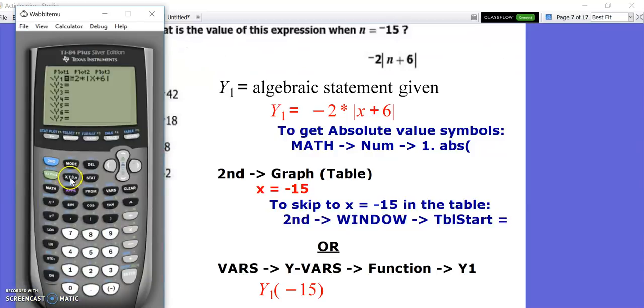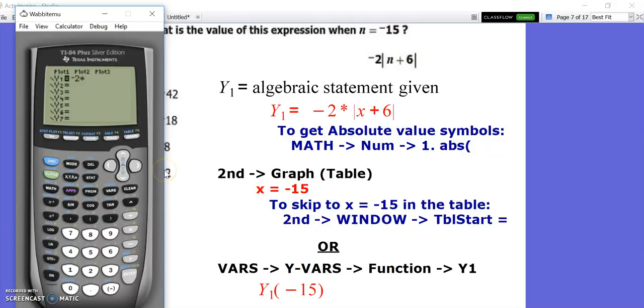So get your calculator. You're going to go to y equals. And you're going to put this into the calculator. So let me show you how to do that. If we're back at the home screen, you can hit second mode to get to the home screen. You're going to go to y equals, which is the top left button, clear out whatever's there, and we're going to type in whatever algebraic statement they gave us. So y1 equals whatever algebraic statement they want us to do. So that's this. You're going to type in negative 2, make sure you use the negative key, do not use the minus key, if not it's going to mess up, times the absolute value of n plus 6.